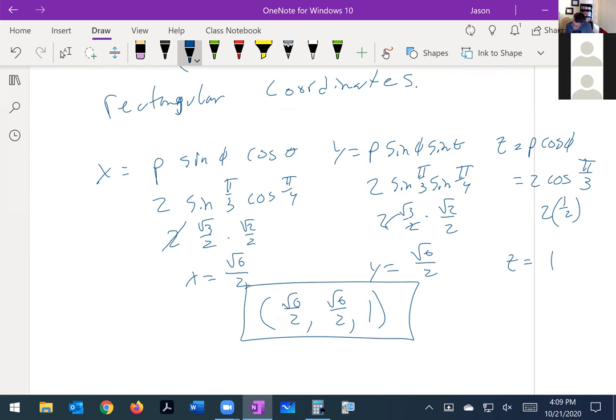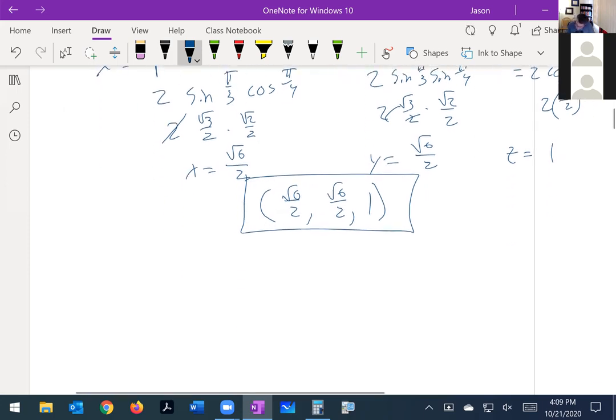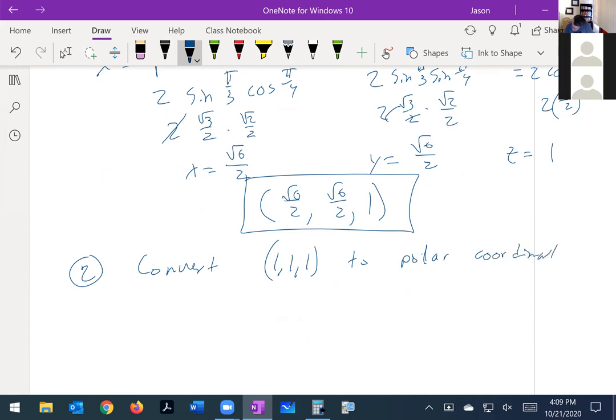Let's use these to do what I was doing before, which is number 2 here. Let's convert 1, 1, 1 to spherical coordinates.